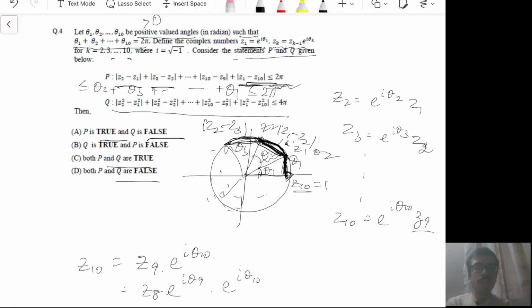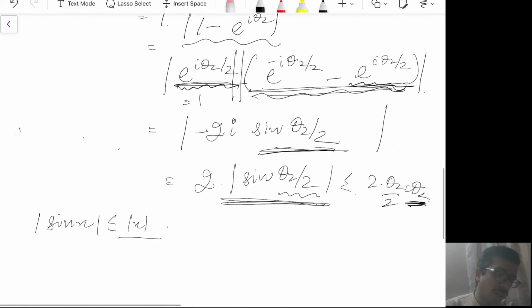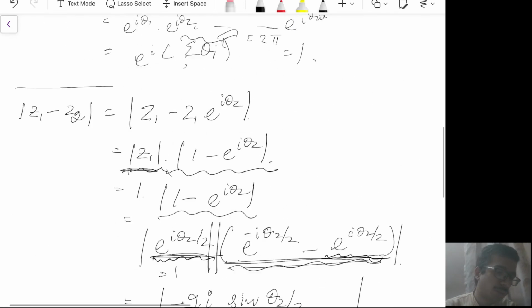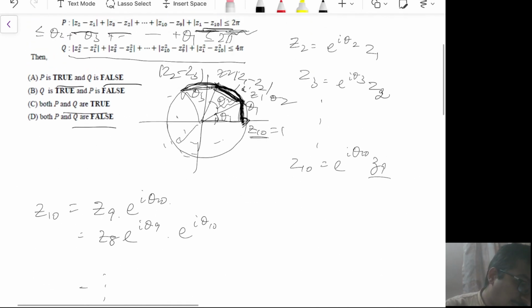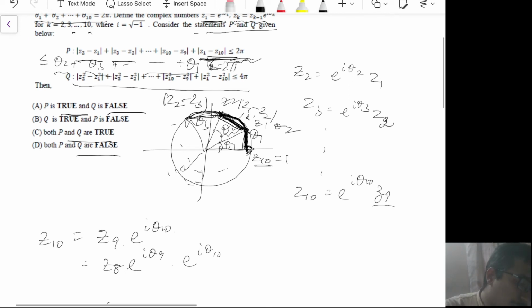So you can look at it both geometrically and algebraically. We saw that mod of 1 minus e to the power iota theta is less than or equal to theta in terms of magnitude. So if each of these is less than or equal to its corresponding theta k, then if you sum them up, that will be equal to 2 pi. So the sum of these chord lengths is upper bounded by 2 pi. So definitely P is true.